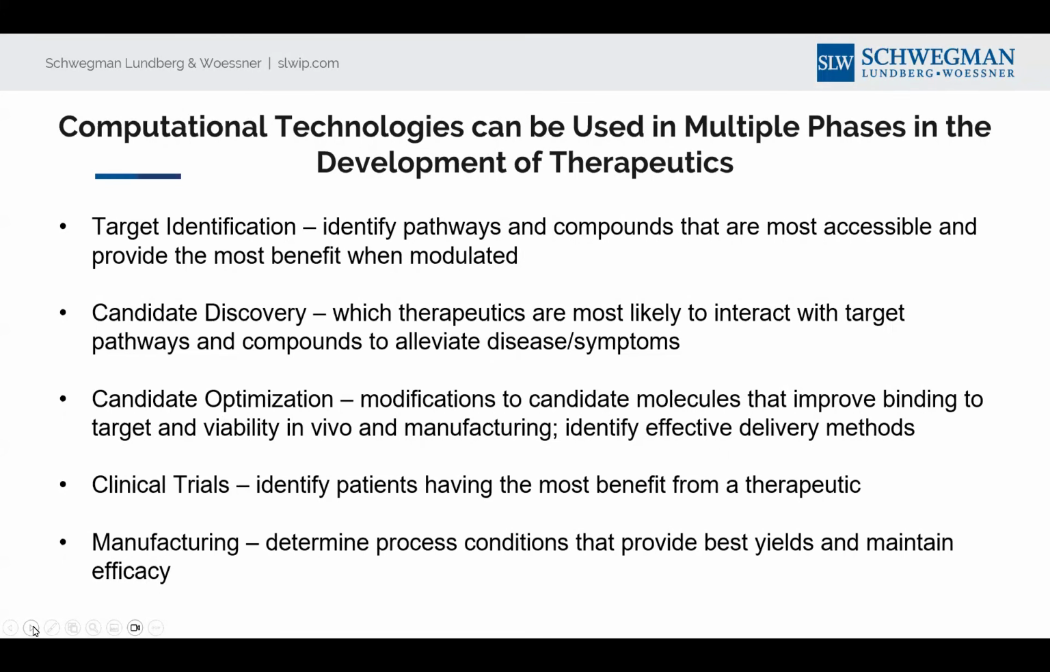And then on the manufacturing side of things, sometimes when you've done all of this work and you have a molecule, it might be tough to get it through the manufacturing process, or figuring out how to scale up from the lab to a bigger facility.